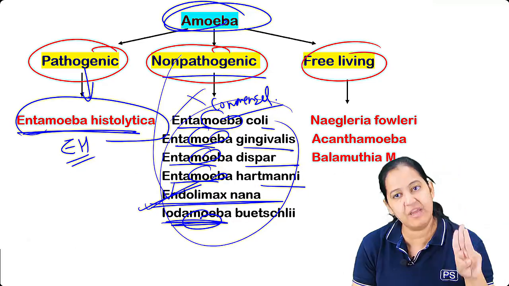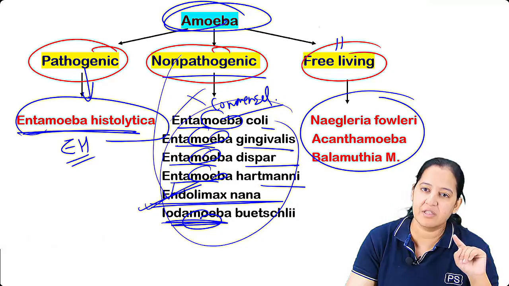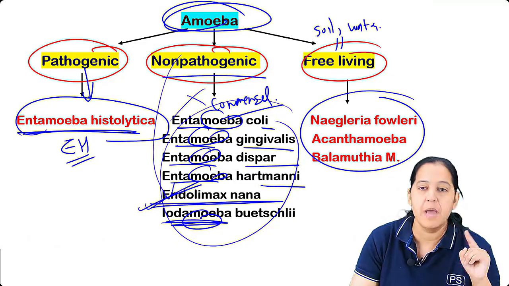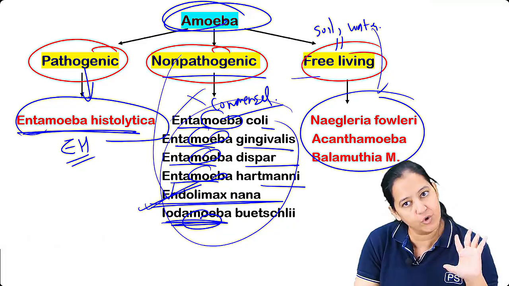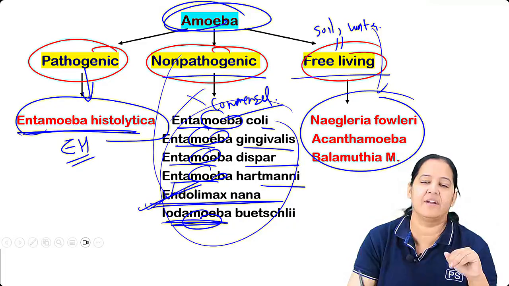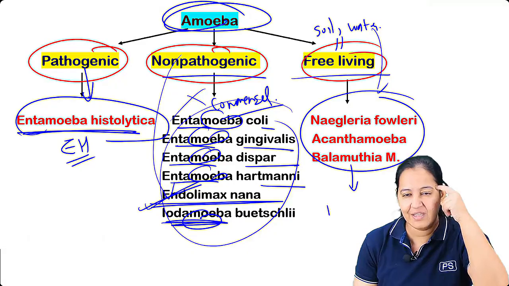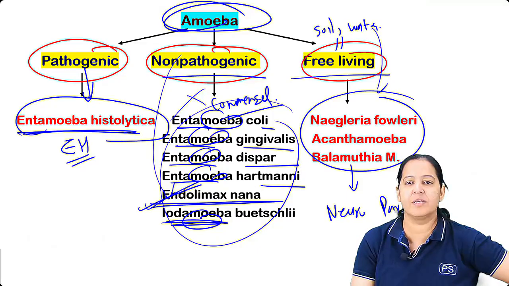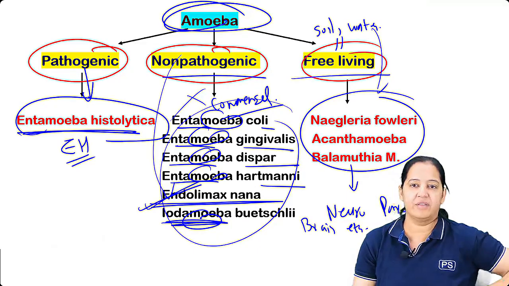But there are three free living amoebas. What do you mean by free living? They remain in the soil or water, in the environment. They don't have human as a natural host, but accidentally they enter humans. Once they enter, they cause disease of the brain. These are known as neuroparasites, or brain eaters. So, very important, the three.